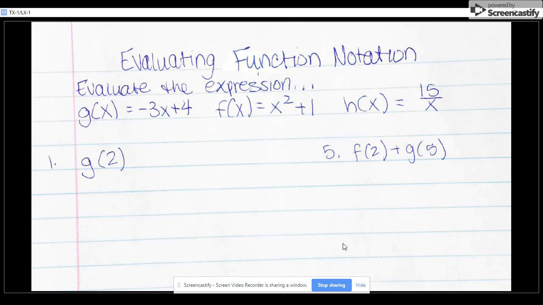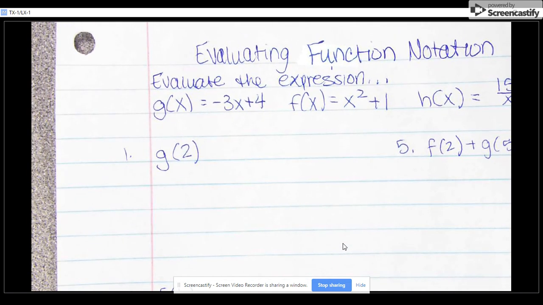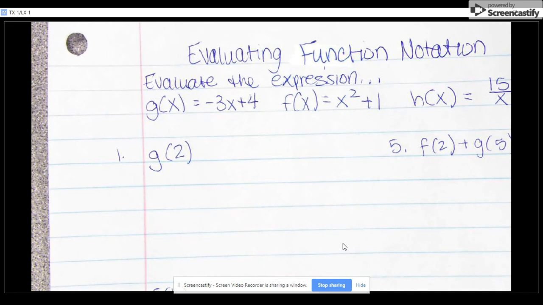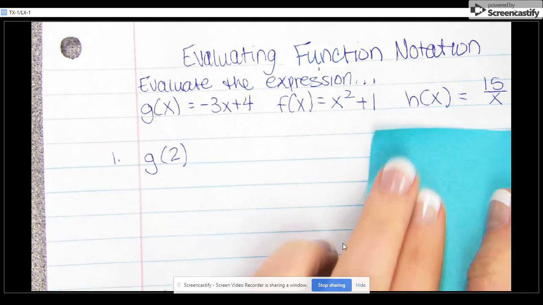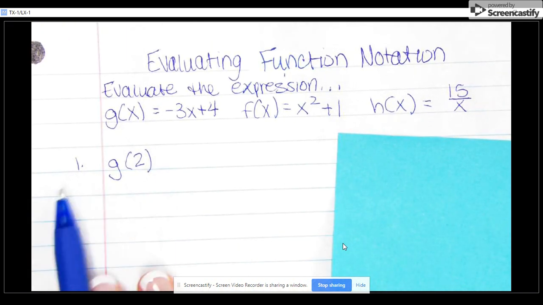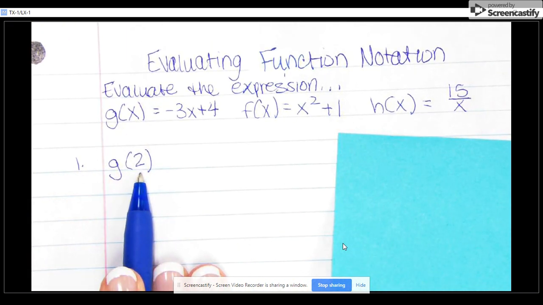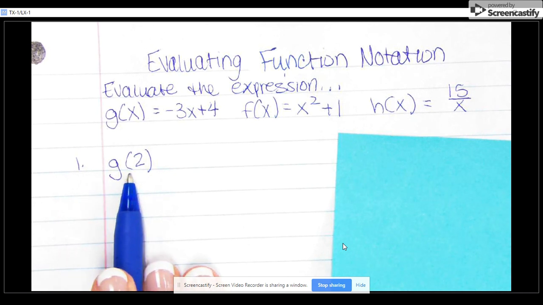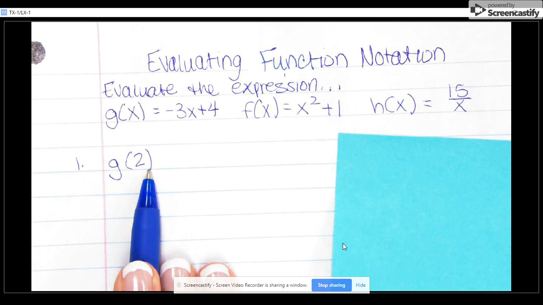So let's do problem number 1. Put a sticky note over that so we don't pay attention to it now. Perfect. Okay, so g of 2. That's how you pronounce it. It's not g parentheses 2. It's called g of 2.